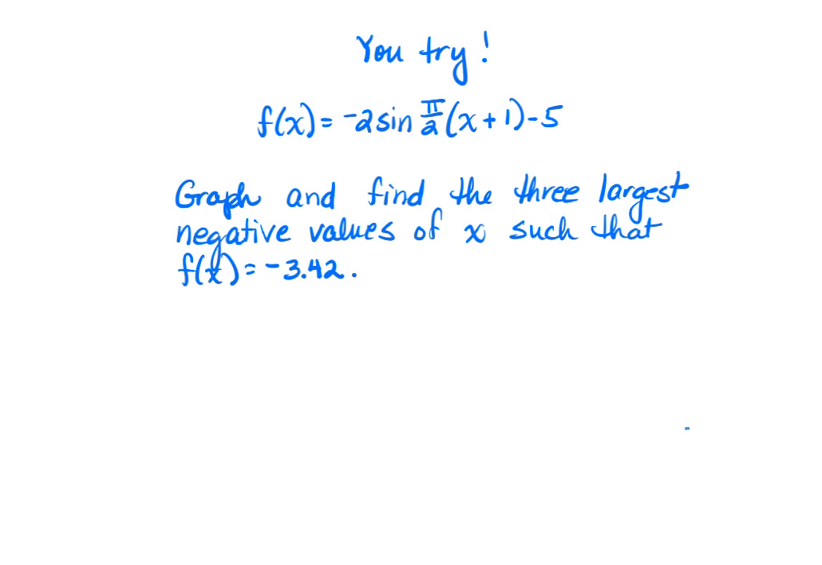All right, I'd like you to try doing a similar process for this problem. Graph it and find the 3 largest negative values this time of x, such that f of x is equal to negative 3.42. Press pause on your video, and when you're ready for the answer, press play again.